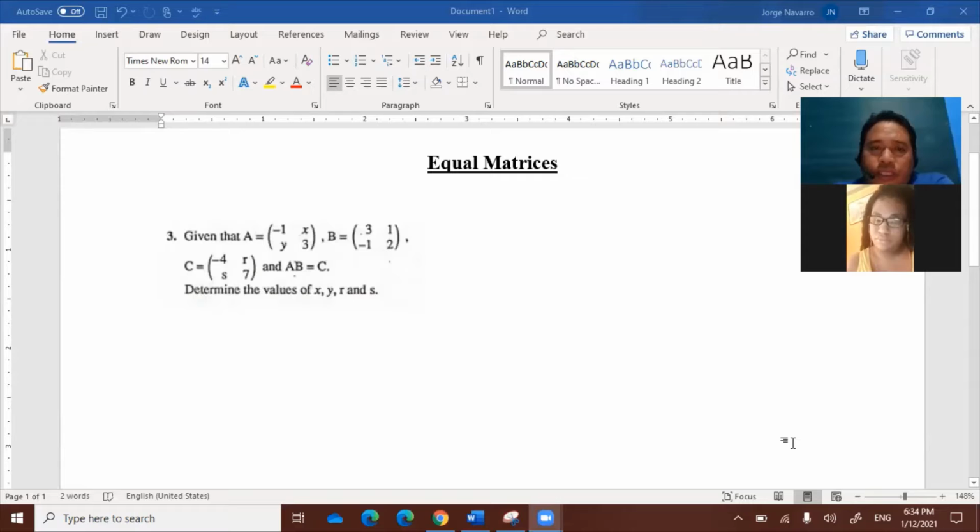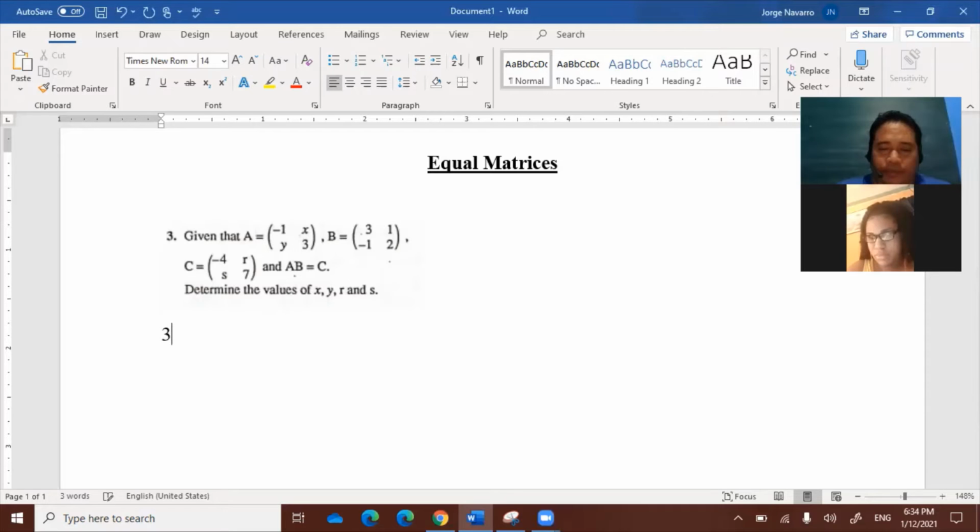Equal matrices once again, and this time we're looking at question number 3 from exercise 20E. The question reads: given that A equals [-1, x; y, 3], B is equal to [3, 1; -1, 2], and C equals [-4, R; S, 7], and A times B equals C, determine the values of X, Y, R, and S. So that's what we're doing.